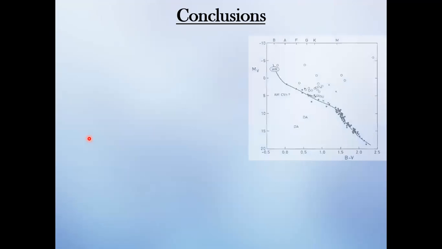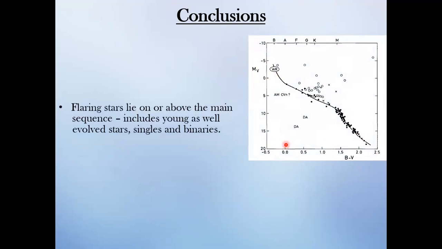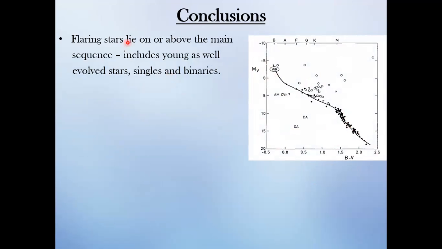So let's see the conclusions, what we conclude from all this. If you see here, this is the HR diagram, the absolute magnitude versus the color. You can also plot this as luminosity versus temperature. Both are fine. What we conclude is that flaring stars lie on or above the main sequence. This includes, as I said earlier, young as well as evolved stars, singles and binaries. This line is the main sequence line, and all the stars which show flaring activity lie in this region.